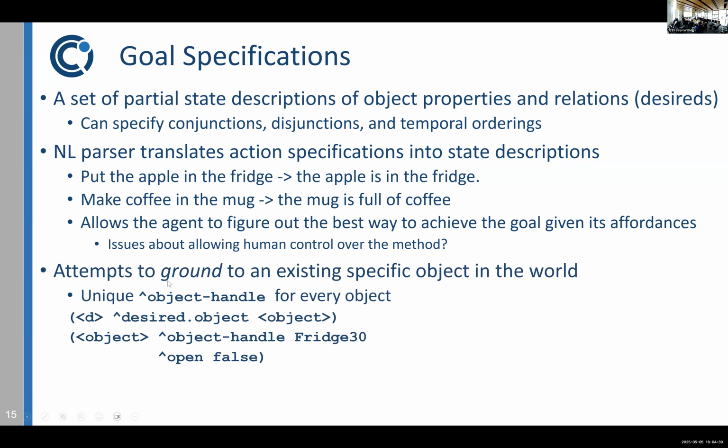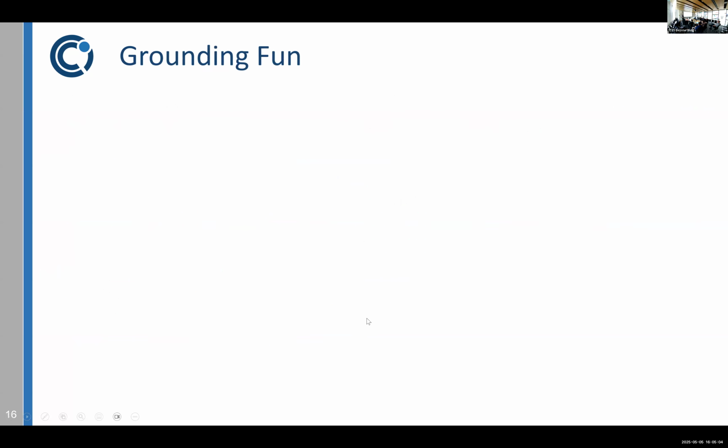So what it does is it attempts to ground this description to an existing specific object in the world, and we have this idea of a unique object handle, which specifies that object in the world. So there's a unique identifier for it. So if we want to have the fridge closed, it would say, we have an object, that object is the fridge 30, and it's closed. Open false. So that's what we do.